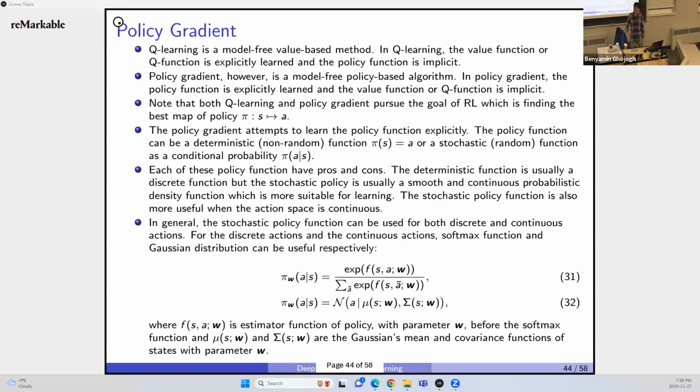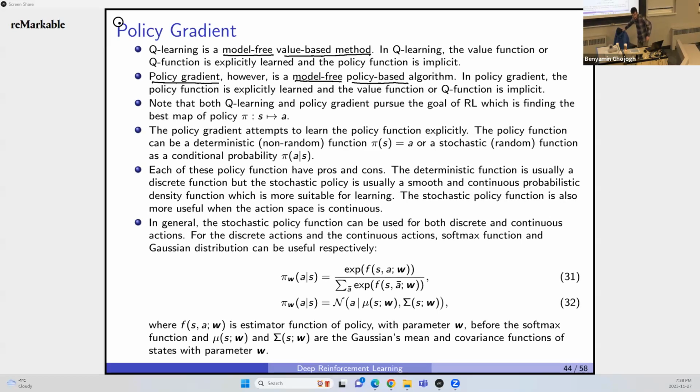Policy gradient is the other algorithm for reinforcement learning. So I told you that for Markov decision process, we have value iteration and policy iteration. For reinforcement learning, we have Q learning and policy gradient. So Q learning was a model-free, value-based method, right? But policy gradient is a model-free, policy-based method.